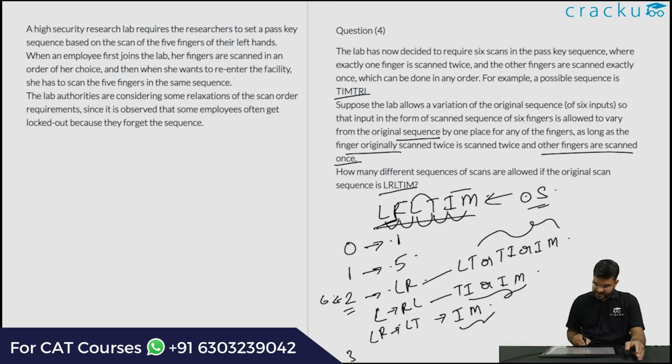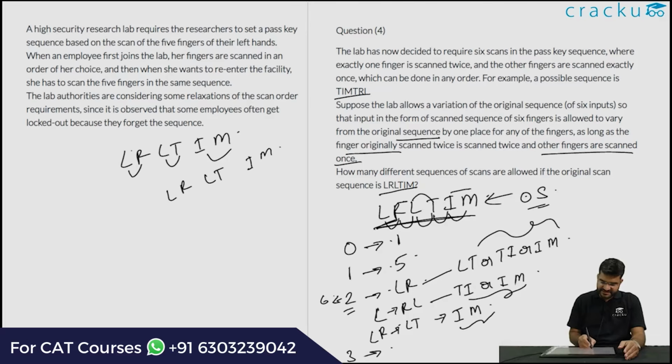Now there is one more option possible, which is there are exactly three pairs which are interchanged. Now as there are 6 fingers, that is LR, LT and IM, the only way in which we can get exactly 3 pairs to interchange is if all of them are interchanged. That is LR is interchanged, LT is interchanged and IM is interchanged. So the number of ways this is possible is 1. So the total in this case is 1 plus 5 plus 6 plus 1. This is equal to 13.